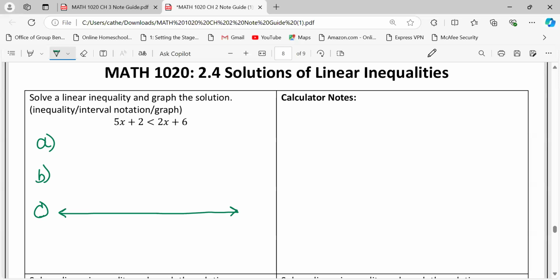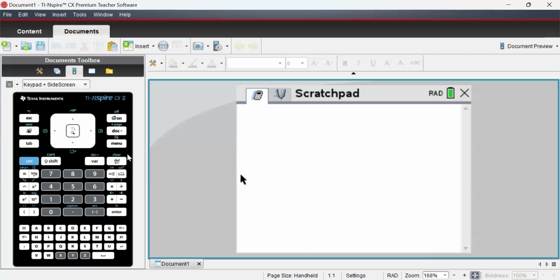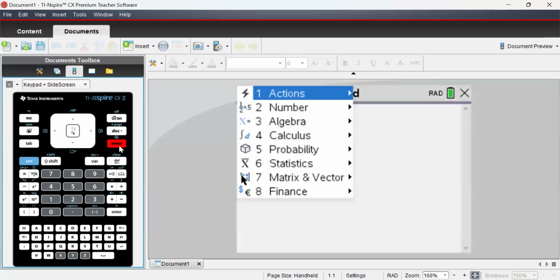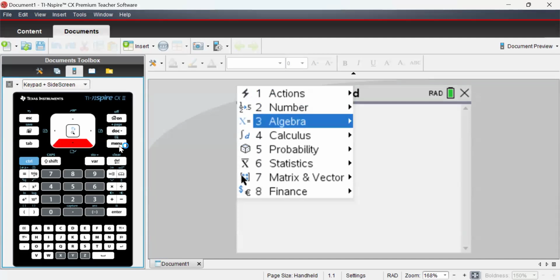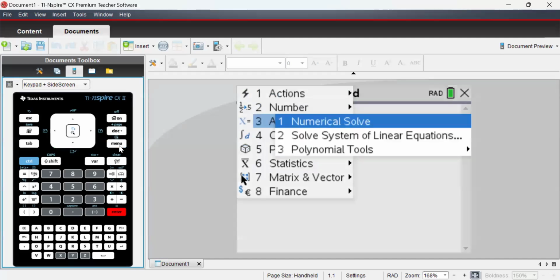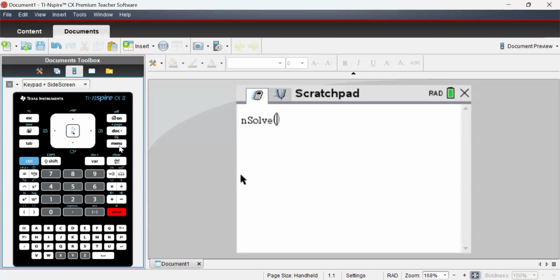So let's go over to the calculator. We're going to hit menu, go to number 3, algebra, and then do numerical solve. If you're on the CAS version of the Inspire, this may be further down in the list. You're going to take the inequality and put it in, but you're going to put an equal sign, which is to the left of your 7, instead of the inequality symbol.